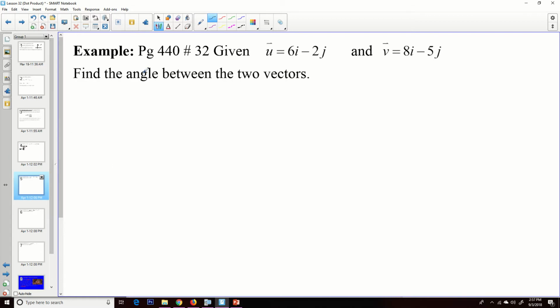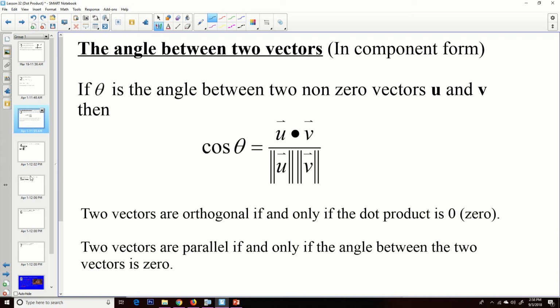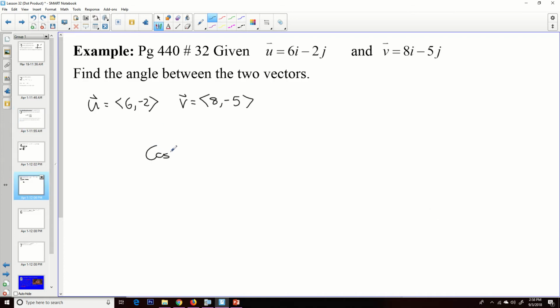All right, next one. Find the angle between the two vectors. If I have a vector that is given in unit vector form, the first thing I should do is convert those. If we remember from the last section, converting those into component form, u is going to be 6, negative 2, and then vector v will be 8, negative 5. And so for the angle between the two vectors, I'm going to look at this angle equation: the cosine of theta is equal to u dot v over the magnitude of u times the magnitude of vector v.